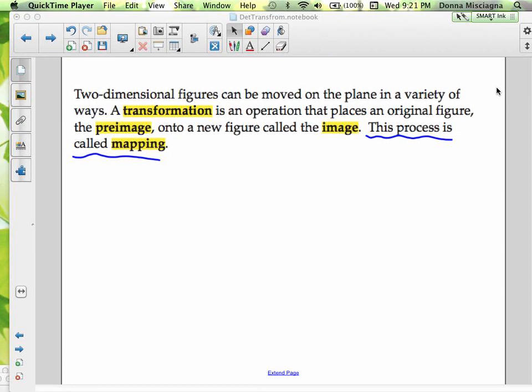All right, so two-dimensional figures can be moved on a plane in a variety of ways. A transformation is an operation that places an original figure, the pre-image, onto a new figure called the image. This process is called mapping. And I think I even highlighted in your notes a lot of these keywords. Right, so you will need to know these vocabulary words: transformation, pre-image, image, and mapping.